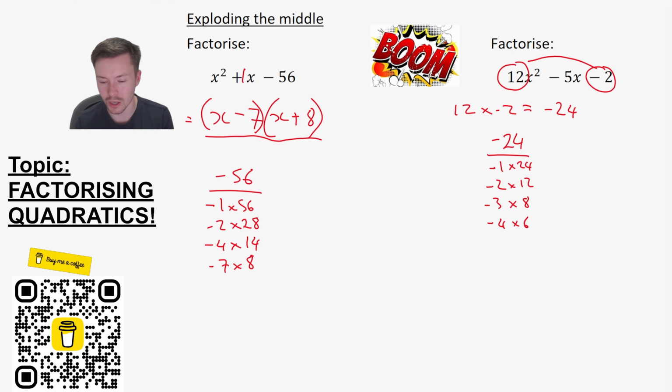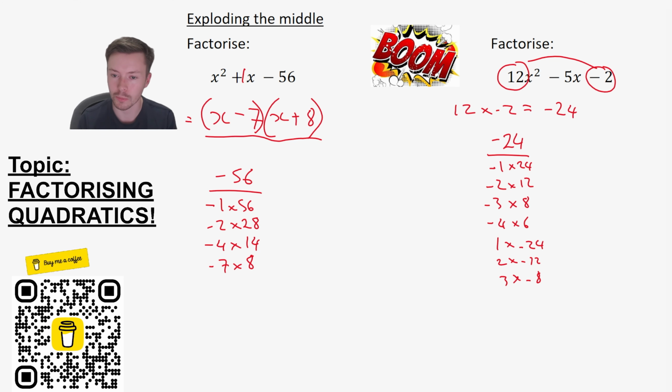Negative 4 times 6. Right, so I've done all of the ones where the negative's on the left-hand side. Now I'm just going to rewrite this, but with the negative on the right-hand side. So 1 times negative 24, 2 times negative 12, 3 times negative 8. And one of these factor pairs should add up to give me negative 5. And you've probably already realised it's this one down here, 3 times negative 8.